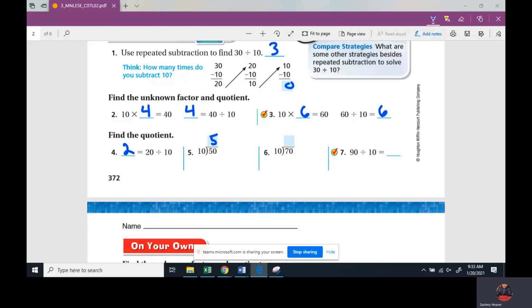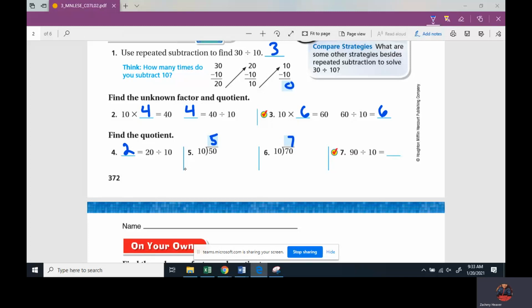Aubrey, what number is going to be our divisor in number 6? Our divisor. Who's holding our little sword? So 10's our divisor. And he's going to put a what to 70? So 70 is going to be our dividend. So 70 divided by 10 is 7.